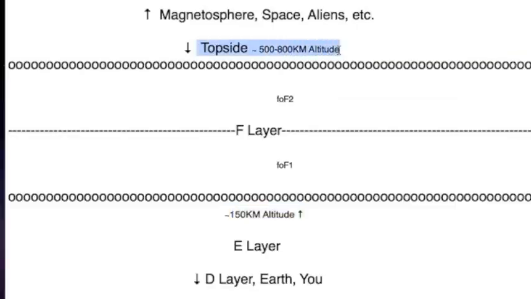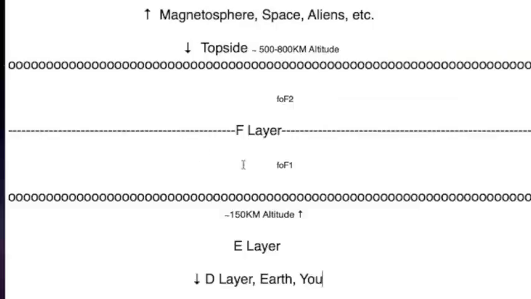Now, what that means is the critical frequency is the highest frequency wave that can be bounced back off of that layer. So if you try to propagate a higher frequency wave than the critical frequency of that layer, it's going to pass right through it and go off higher and perhaps off into space. And the layer that they use is the foF2.